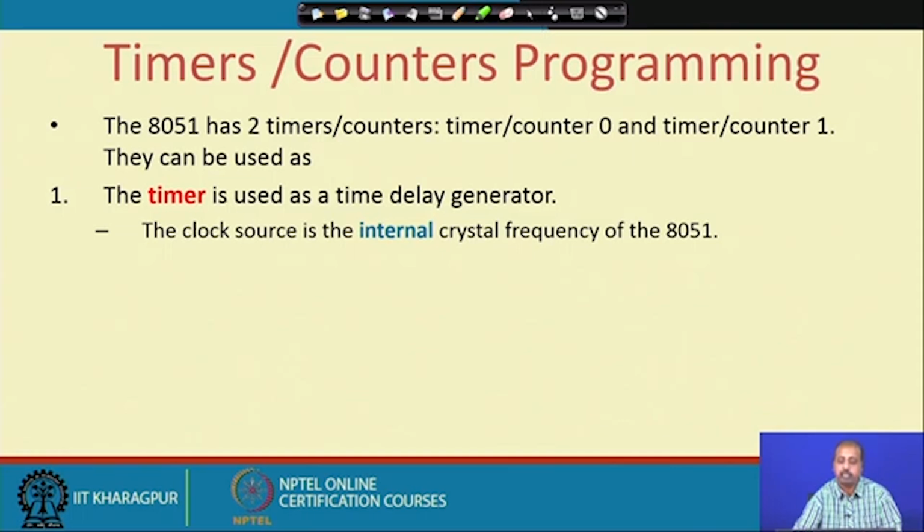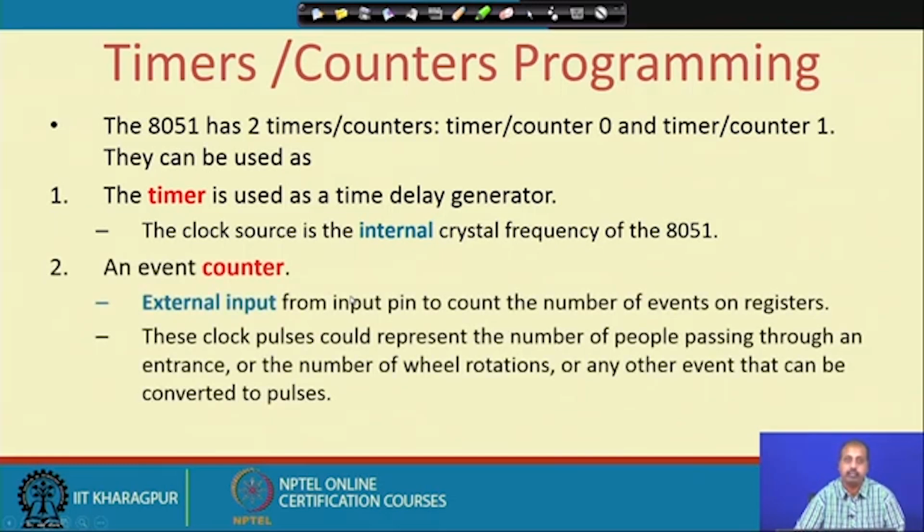So we can use this timer as a time delay generator, where the clock source is the internal clock frequency of 8051, or it can be used as a counter. In that case, some external input from an input pin will be used, and that will count the number of events that have occurred on that pin from the outside world. That count value will be kept in the register.